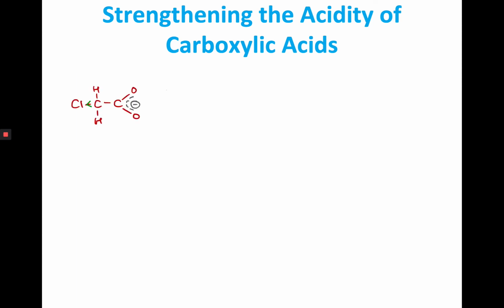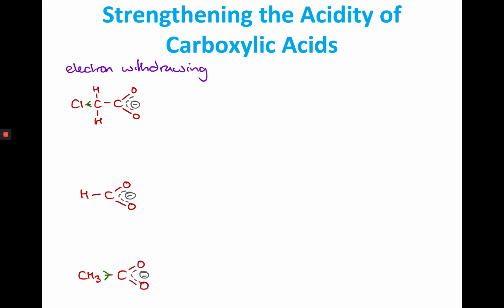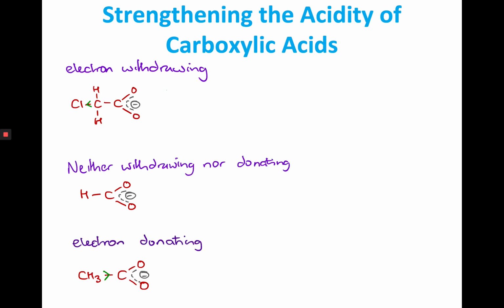So here are our carboxylate ions. I've got the three of them there. And again, I can say electron withdrawing, neither withdrawing nor donating, and electron donating. So how does that affect the stability of the carboxylate ions?